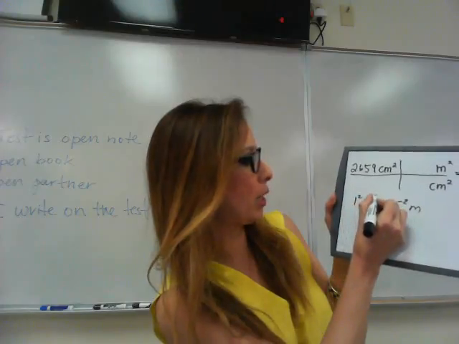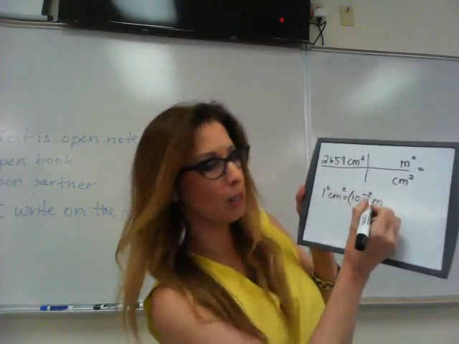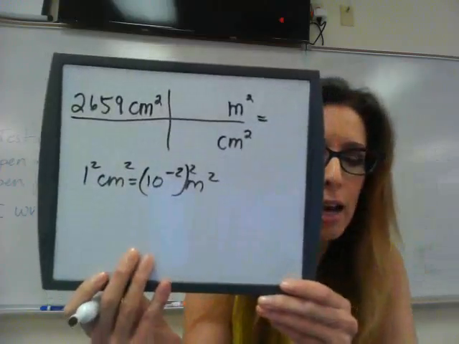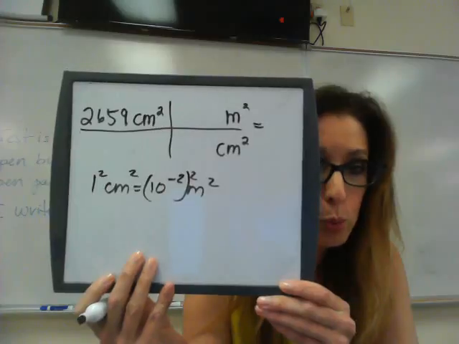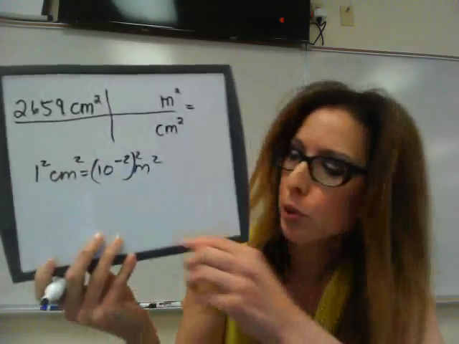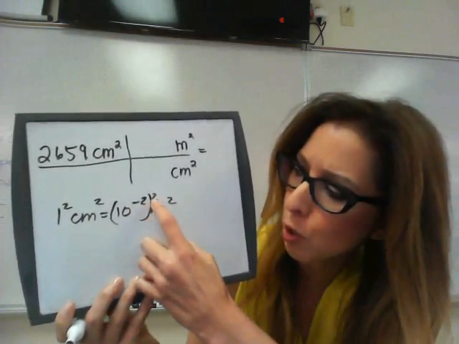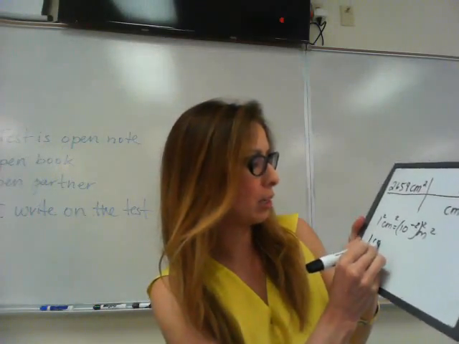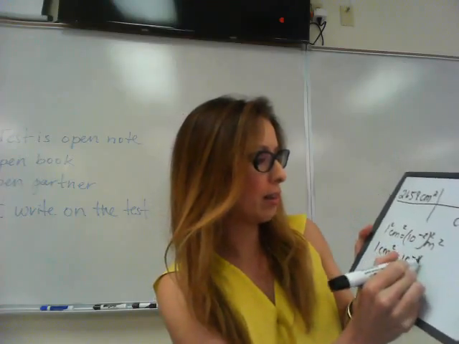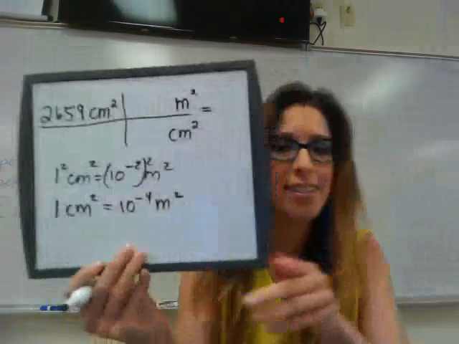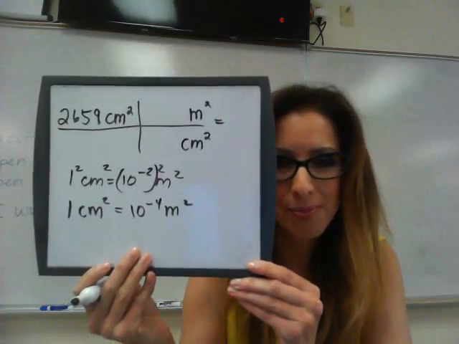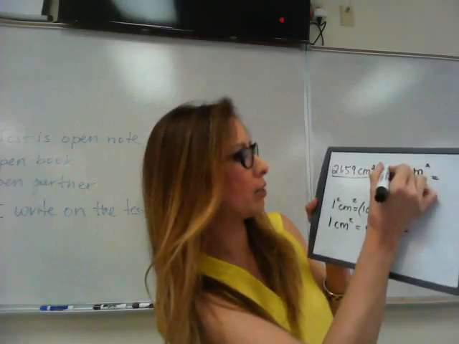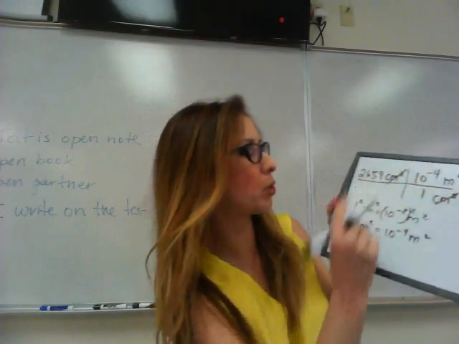So this is going to be 1 squared centimeter squared, 10 to the negative 2 squared meters squared. Now, you've learned in algebra, one of the rules of exponents is you have to multiply this exponent, negative 2, by that 2. So you're going to get 10 to the negative 4. So it's really 1 centimeter squared equals 10 to the negative 4 meters squared, like this. Okay? You're going to put the number 1 next to centimeters squared on the bottom, and you're going to put the 10 to the negative 4 up here on the top next to meters squared.